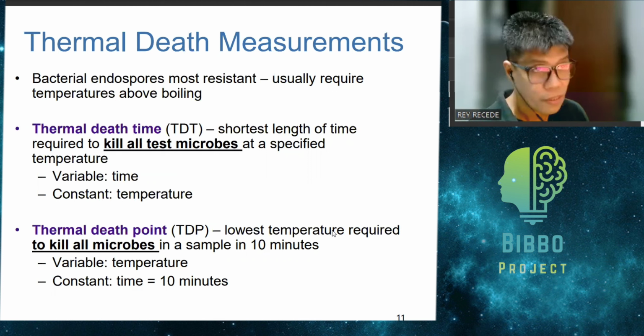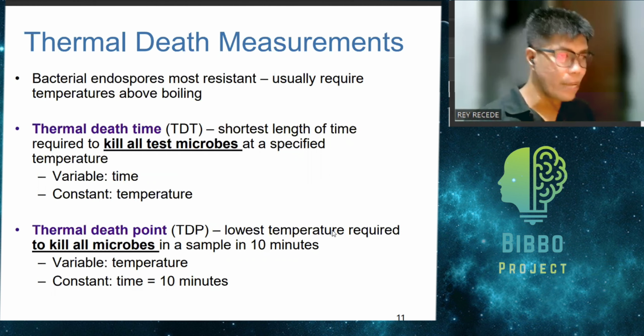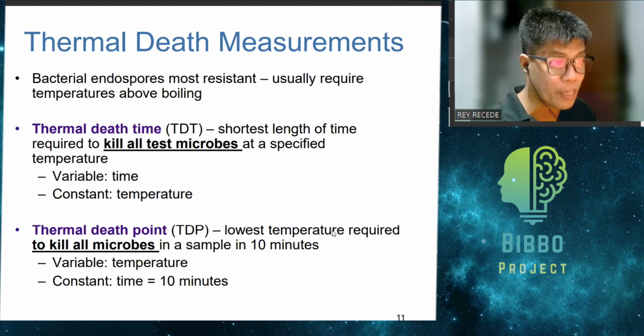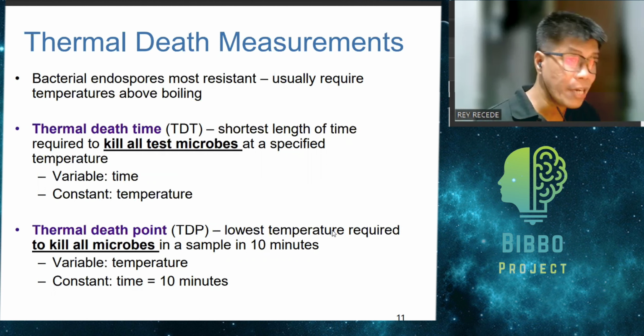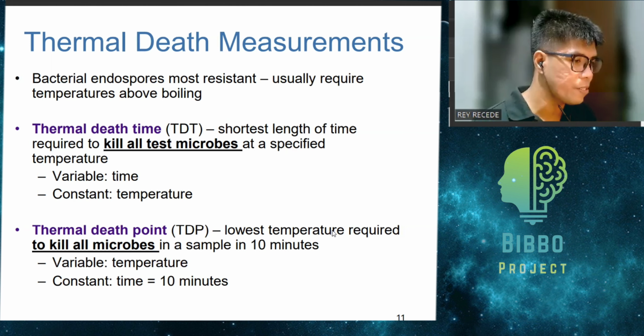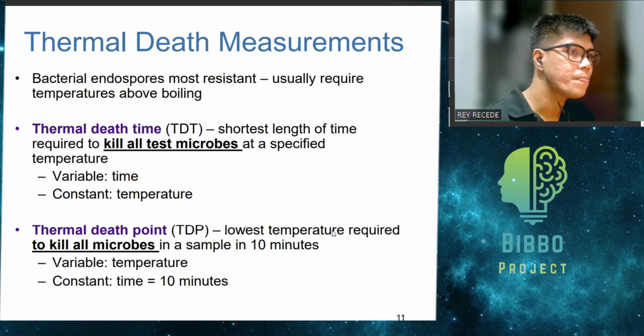And there are also other two terms that you have to understand. You have the thermal death time, shortest length of time required to kill all test microbes at a specified temperature. The variable there, or the one that you measure, is the time, and the constant is temperature. Whereas the other type is the thermal death point, lowest temperature required to kill all microbes in a sample in 10 minutes. The variable here, or the one that you measure, is the temperature, and the constant time is 10 minutes.